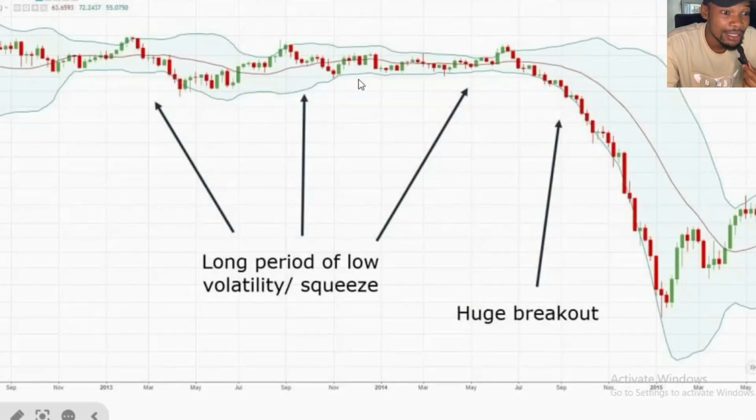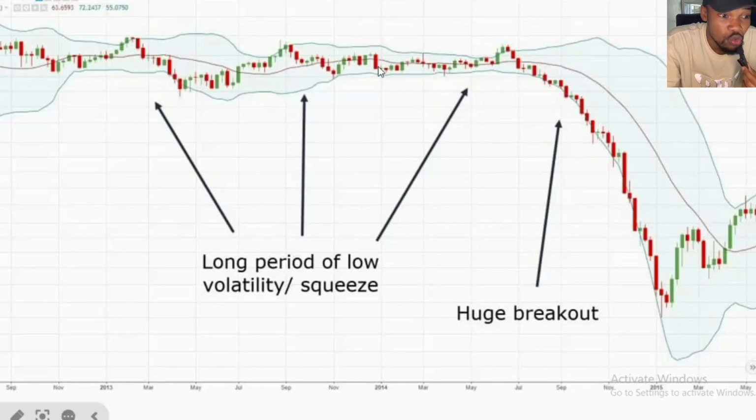This is another sign. Okay, this is a long squeeze. I told you that the first step is to find out where the band is squeezing. Okay, the squeeze is a very important sign. Now you can see there is a long squeeze.